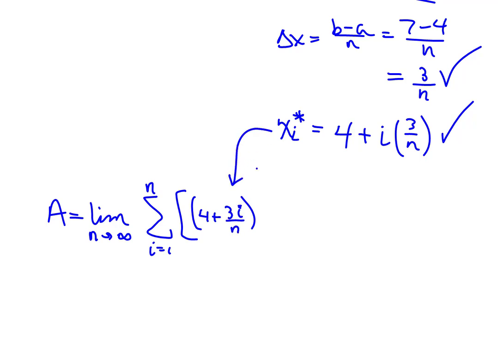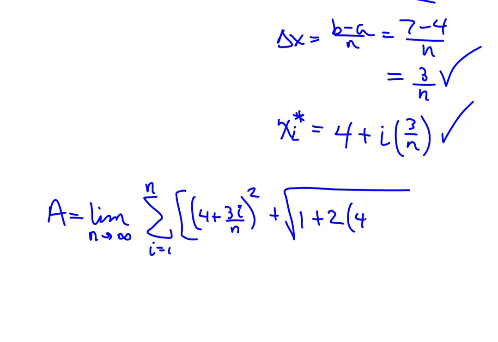If I just borrow this x sub i star value we already defined here, that's going in for my x, but it's squared for the first term in our function, x squared. Then it said plus the square root of 1 plus 2 times x sub i star, or just x. Well, I'm going to plug in then 1 plus 2 times 4 plus 3i over n, going in for the x in our function defined above. Notice I'm slightly simplifying the algebra of x sub i star. Instead of i times 3 over n, I'm just writing it as 3i over n. Algebraically, it's the same thing.